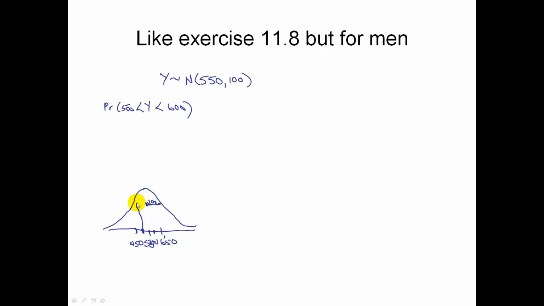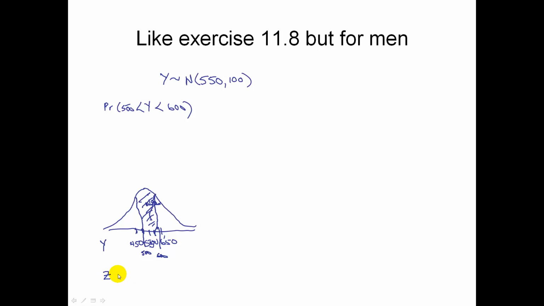I'm really sorry about the sloppiness of this curve. It's very hard for me to draw on this pad still. So we're asking how that corresponds to this area under the curve between 500 and 600. That's 500 there, and that's 600 here. So what must be done?